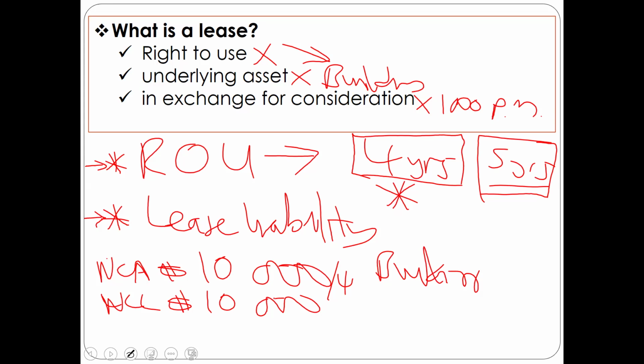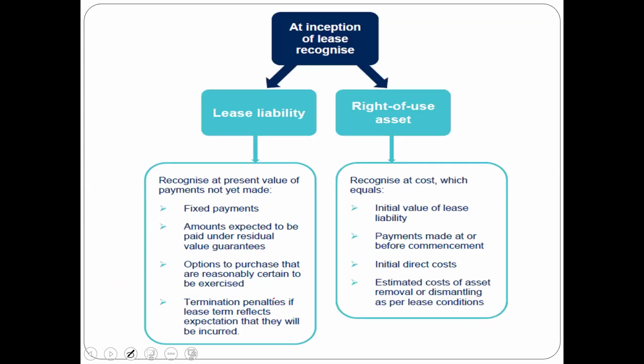Right. So the 10,000 here is a hypothetical figure, but we want to then look at the figures that we need to consider when we are determining the value of the non-current asset, which is the right of use asset, and the value of the non-current liability, which is the lease liability. Okay, so we are saying at the inception of the lease, this is what we will need to recognize from a lease liability perspective and from a right of use asset perspective.